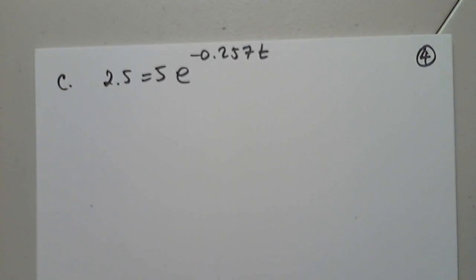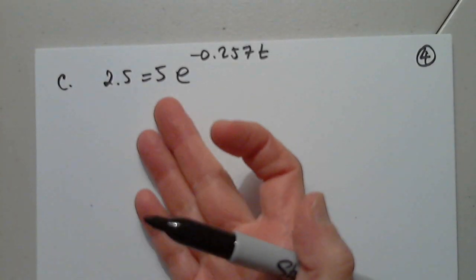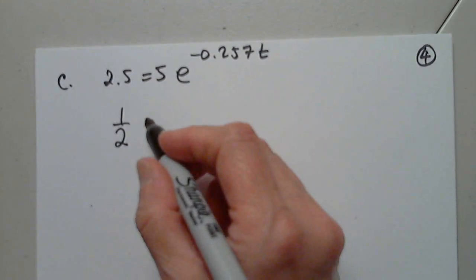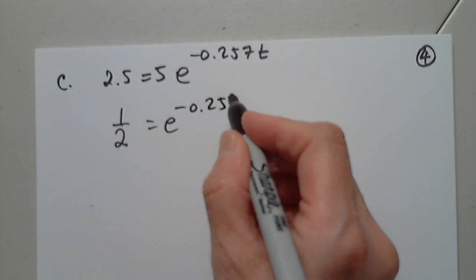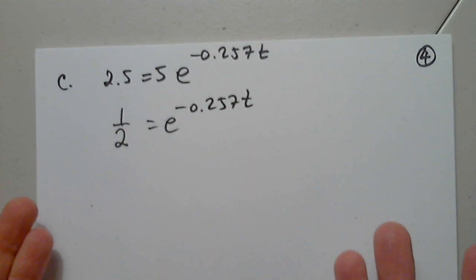How do I continue this? First step. Anyone, please? Divide by 5. Right. 2.5 divided by 5 is 1/2. Equals e to negative 0.257t. Exactly what we did before.